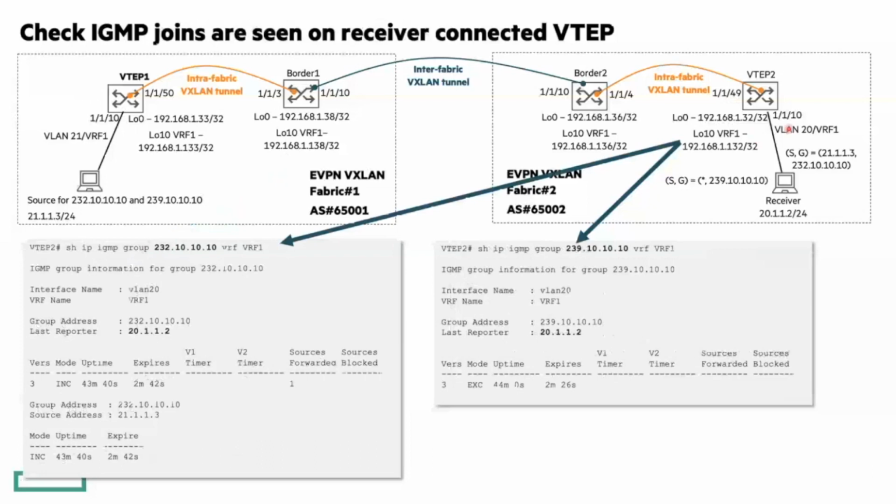And on the receiver, you want to check that it does see the IGMP joins. This is the PIM SSM join. You can see the reporter is this IP 20.112. He's interested in this group. And same thing, this reporter is also interested in 239.10.10.10.